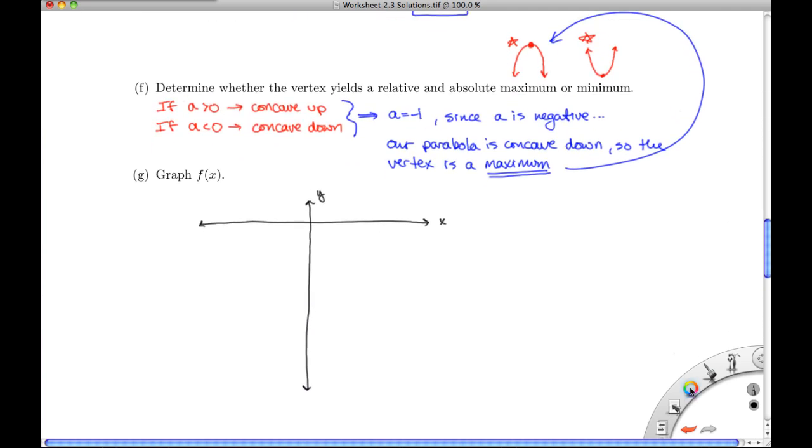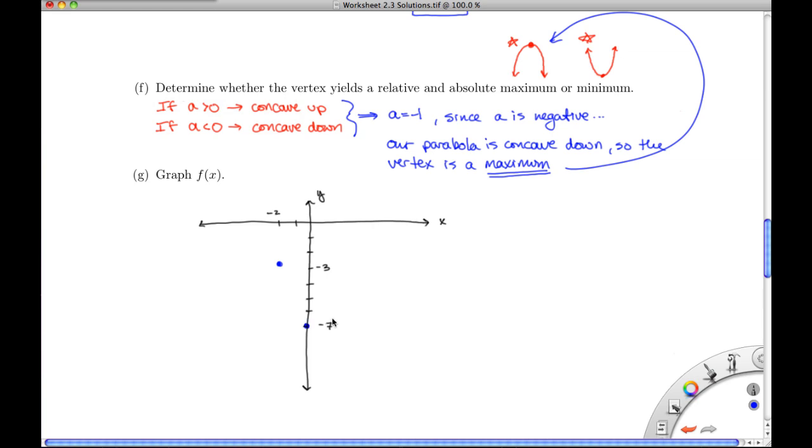So let's go ahead and put all that information together. Let's plot the vertex first. So -1, -2, and we're going to go -1, -2, -3. So this will be our vertex right here. And then we'll go ahead and plot our y-intercept, which would be -4, -5, -6, -7. So here is our y-intercept.